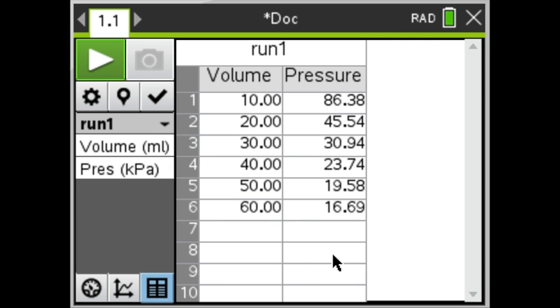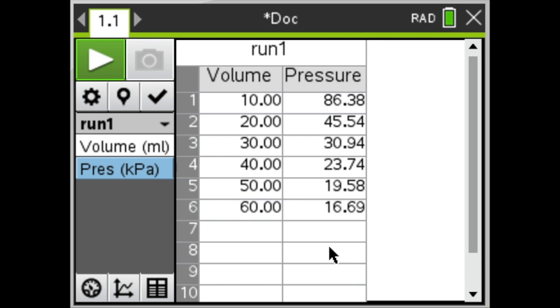And this is the data collection table. These are the points that I took, and so you can use these and just see if you can determine what the relationship between pressure and volume is.